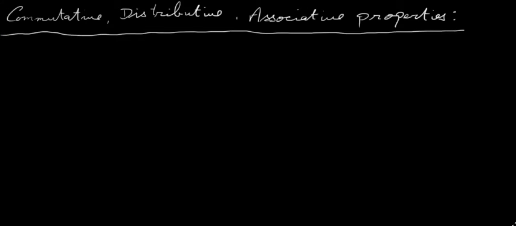Right, so in this video I'm going to have a look at the commutative, distributive and associative properties of real numbers. Now we've had a look at these properties before when we had a look at sets, but let me run through each one one by one. So let's start with, let's say, commutative properties here.